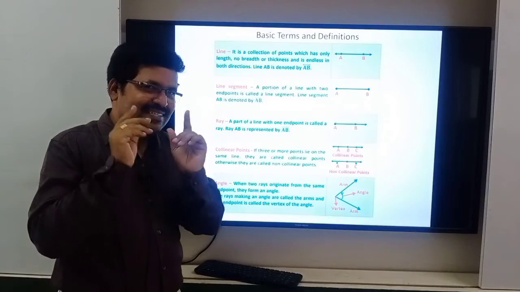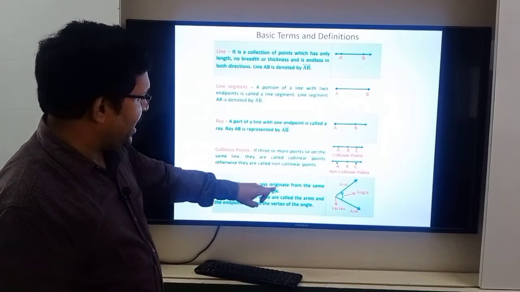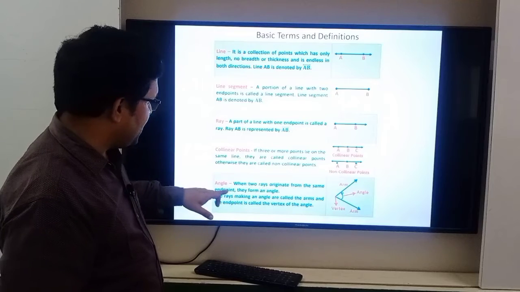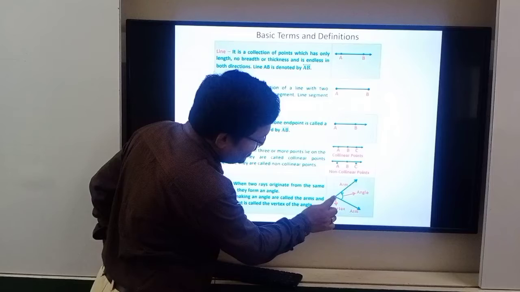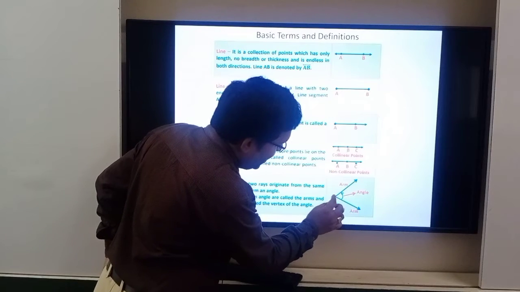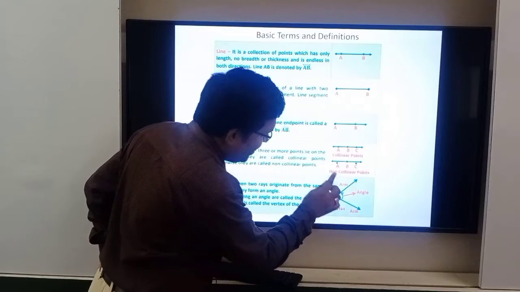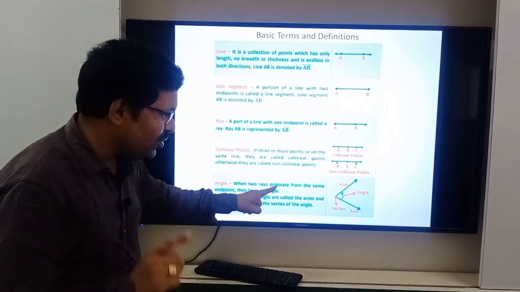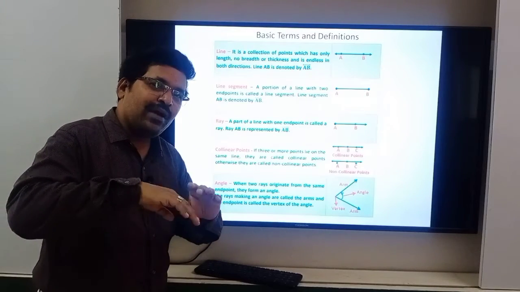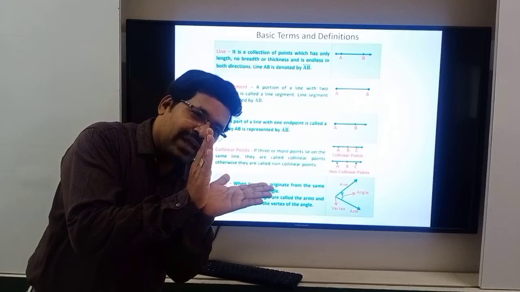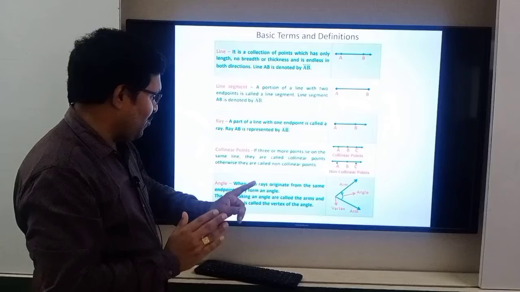Then again, what is an angle? How do you define an angle? When 2 rays originate from the same endpoint. Here, look at here, this is 1 vertex here, and 1 arm is going this side, and 1 arm is going this side, and this is called an angle. When 2 rays originate from the same endpoint, they form an angle. One is going this side, one is going this side, and they form one angle.